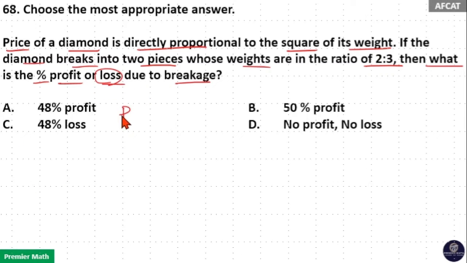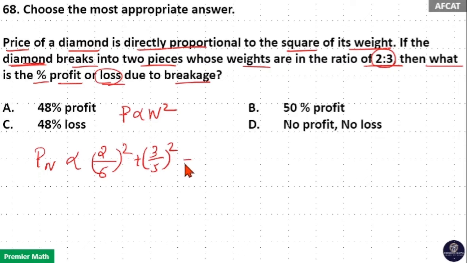So here, price is directly proportional to the square of its weight. Then after the breaking of this diamond, new price will also be directly proportional to the square of the new weights. Here new weights are in the ratio 2:3. That is, one piece is 2 parts and the other piece is 3 parts. Total is 2 plus 3, 5 parts. So price is also directly proportional to (2 by 5) whole square plus (3 by 5) whole square. Here 4 by 25 plus 9 by 25 is equal to 13 by 25, which means that this 25 part is the old weight and 13 part is the new weight, current weight.